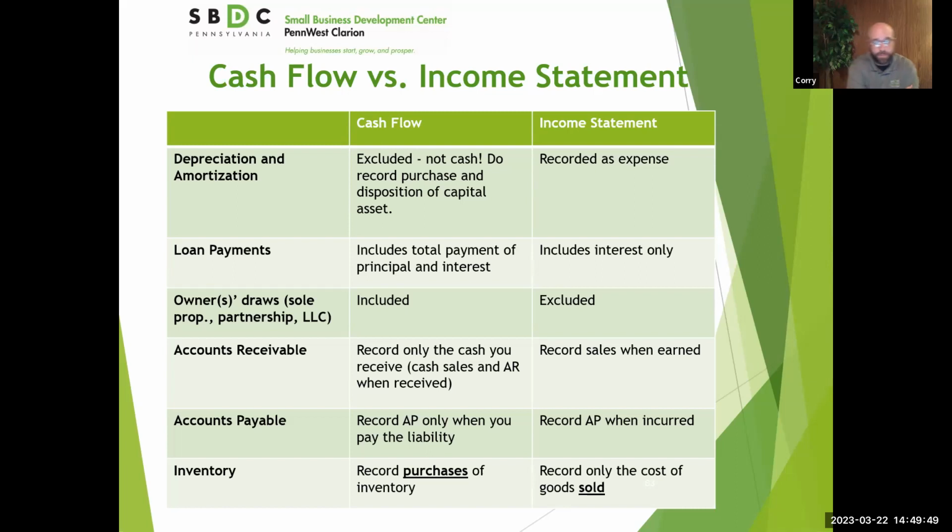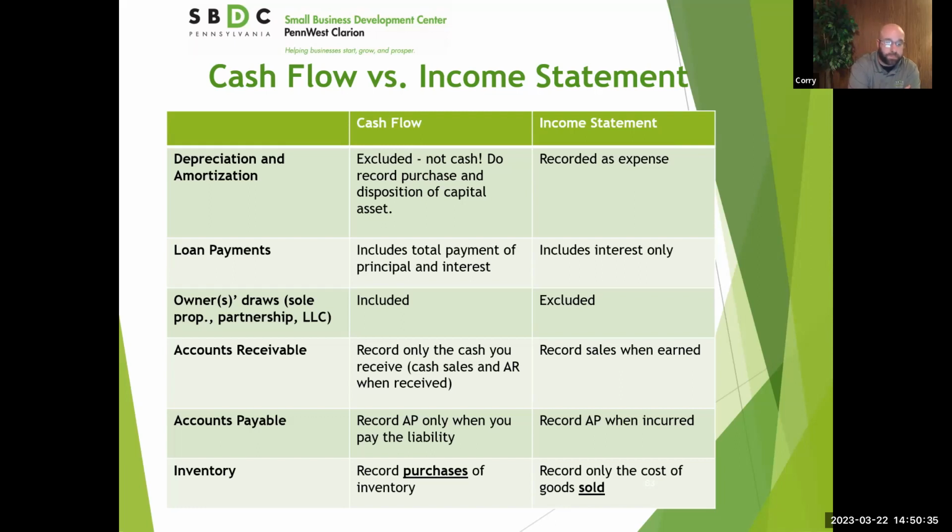Accounts receivables will show up on the cash flow statement only when the cash is received. Whereas accounts receivables for the income statement will show up when it's earned. The accounts payable follows the same suit as the accounts receivable, basically. The accounts payable, when you actually pay it, you pay out that money, it shows up on the cash flow statement. For the income statement, though, it's going to show up when it's earned on the balance sheet before it turns into an expense and shows up on the income statement.